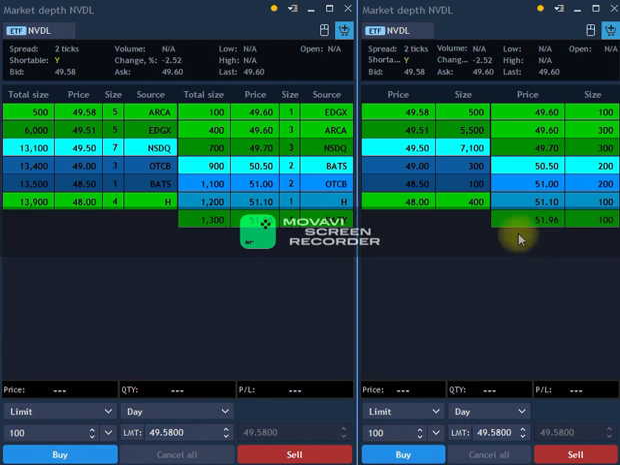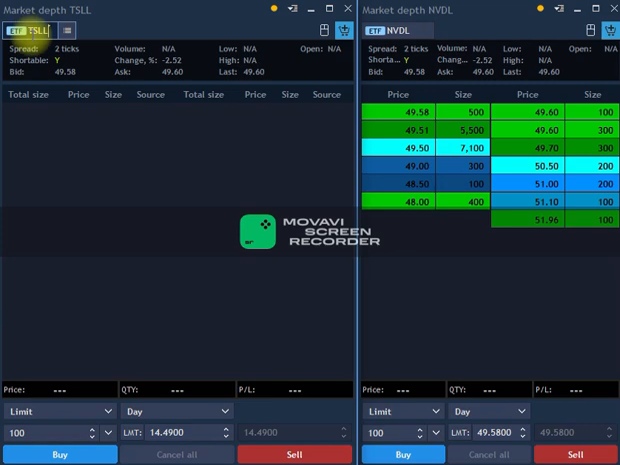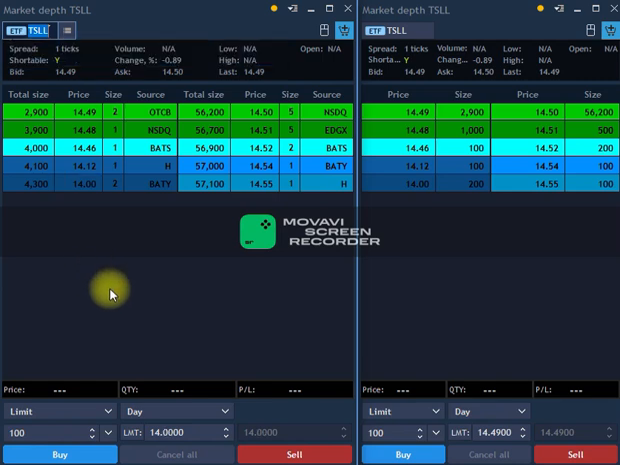Let me give you an example other than NVDL. Let's go to, hold on a second, let's go to TSLL. Remember, I'm doing it right now while the market is closed because you don't want to see movement here that will impede our study. So right now, it doesn't matter if it is TSLL or any other stock.